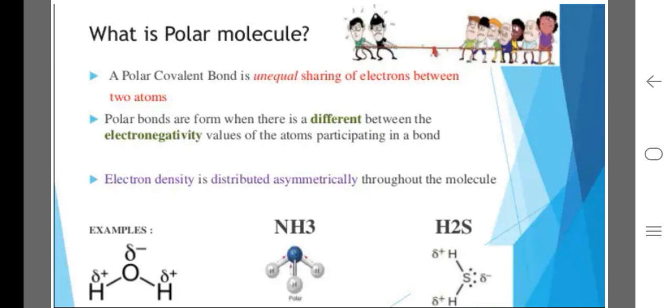The electron density is distributed asymmetrically throughout the molecule, meaning that the most electronegative atom is the most powerful and it attracts the shared electrons towards itself. For example, water with hydrogen and oxygen, the ammonia molecule and H2S.